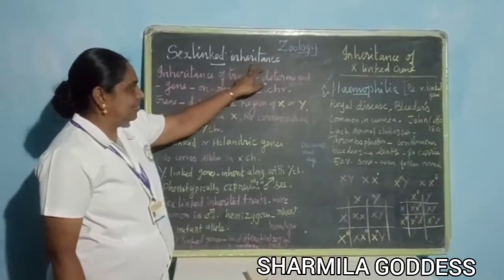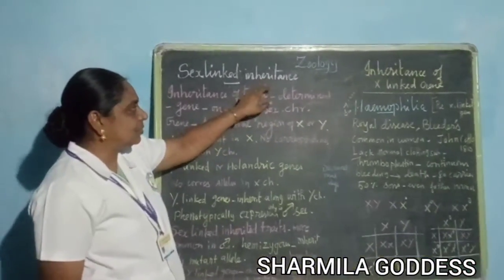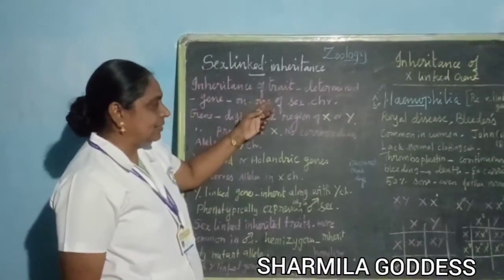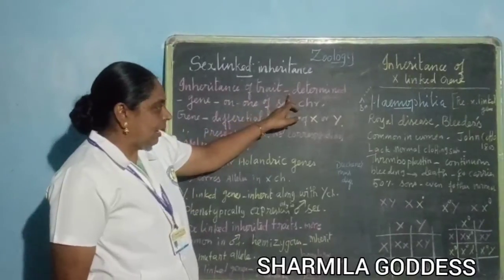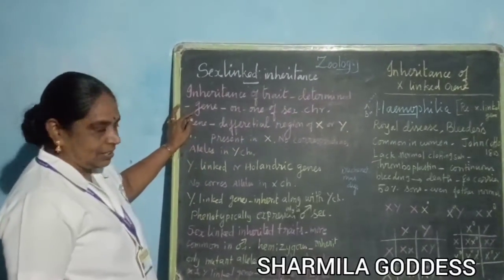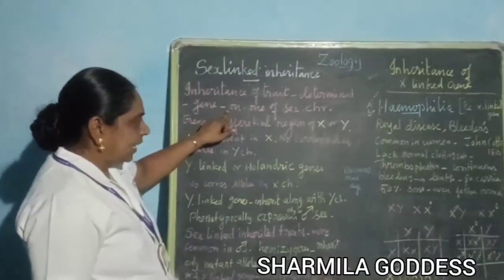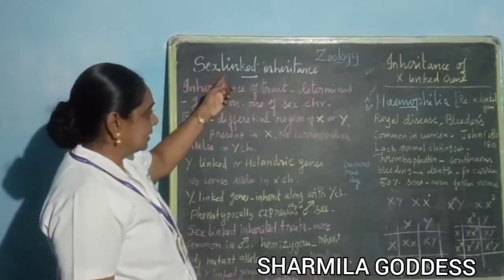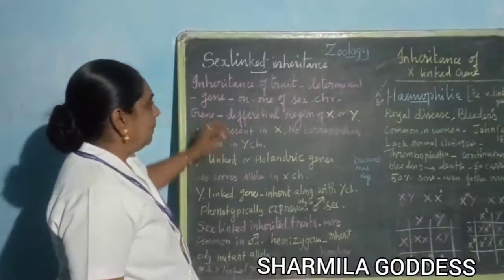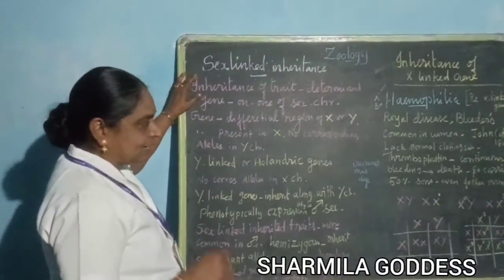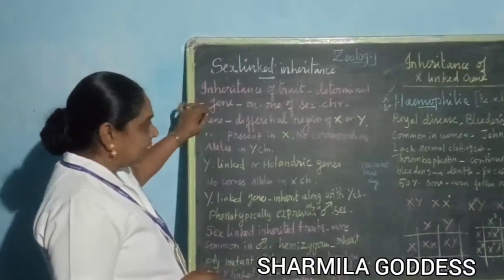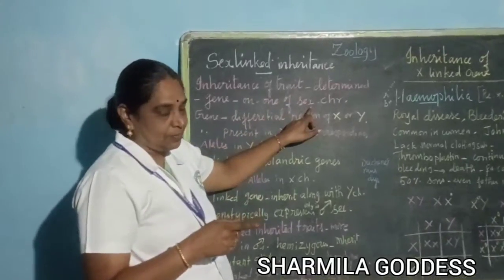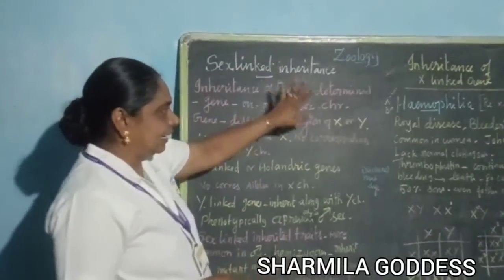Inheritance. The word related to inheritance is gene. The inheritance of a trait determined by a gene located on one of the sex chromosomes is called sex-linked inheritance. The inheritance of a trait is determined by what? By a gene. The gene is located on one of the sex chromosomes. That is called sex-linked inheritance.